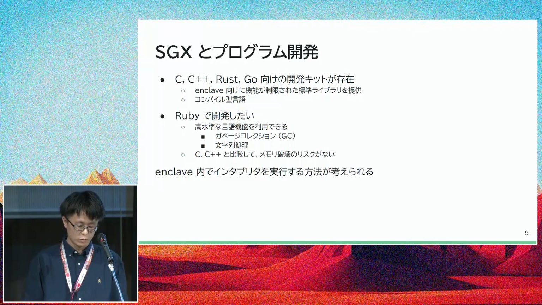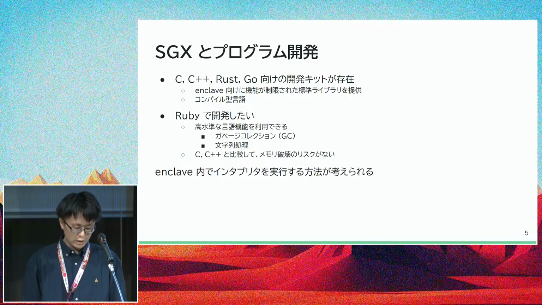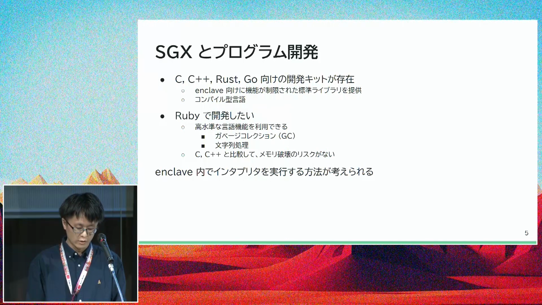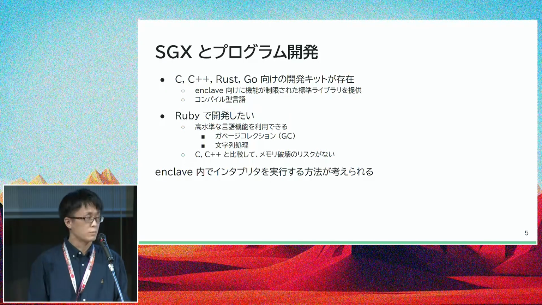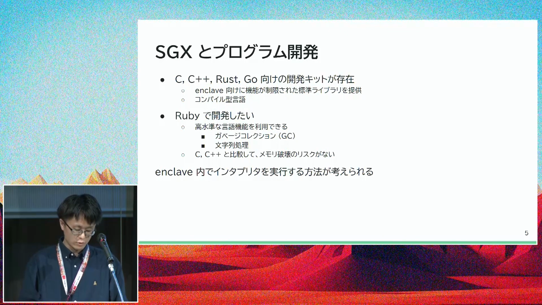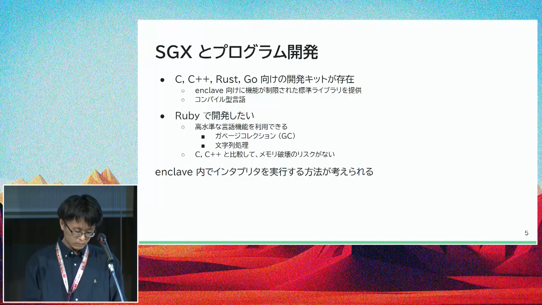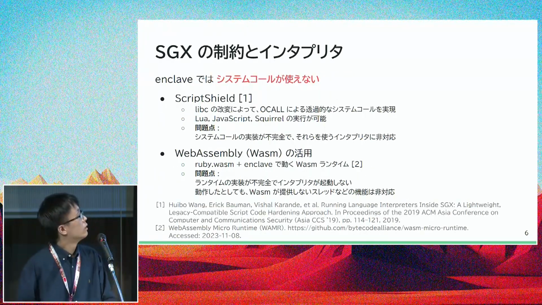In this environment, Ruby-oriented SGX programs are to be developed. That is a very strong demand. Ruby-based development can be made possible. In that case, garbage collection and high-level processing are possible. When compared with C and C++, the risk of memory corruption is minimized. Ruby-based development is possible. What are the methods? Inside the enclave, the Ruby interpreter can be executed. That is one solution.